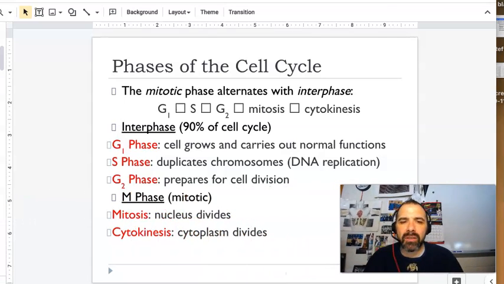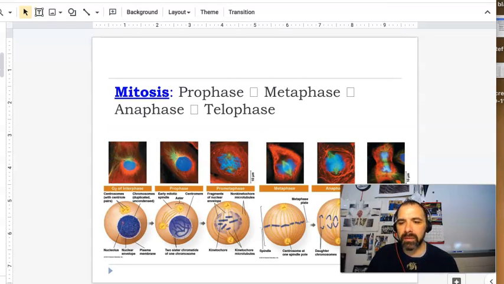So the phases of the cell cycle, we're going to do something in your bill, but it basically goes G1, S, G2, mitosis, cytokinesis. Where those boxes are should be arrows. Interphase makes up 90% of the cell cycle, with G1 being cell growth. S phase is DNA replication, which we'll review. G2 prepares for cell division. Then you go to M phase, and you have mitosis and cytokinesis.